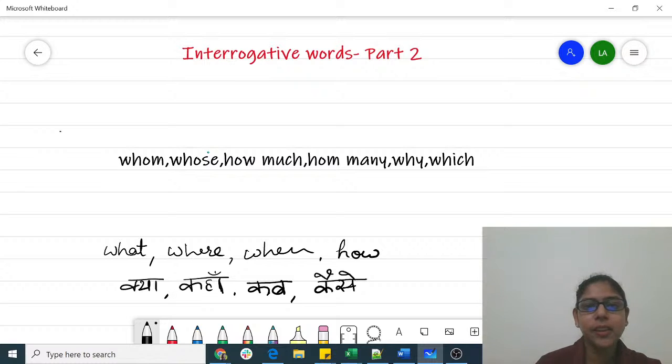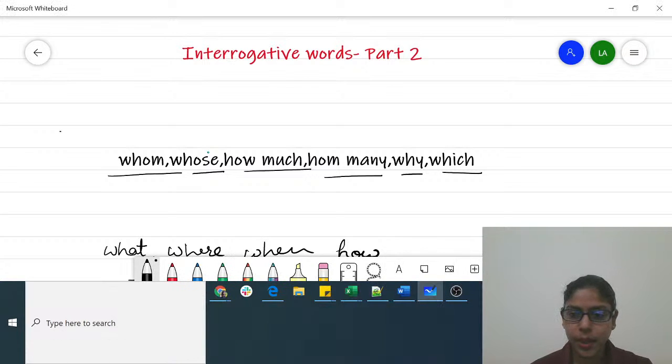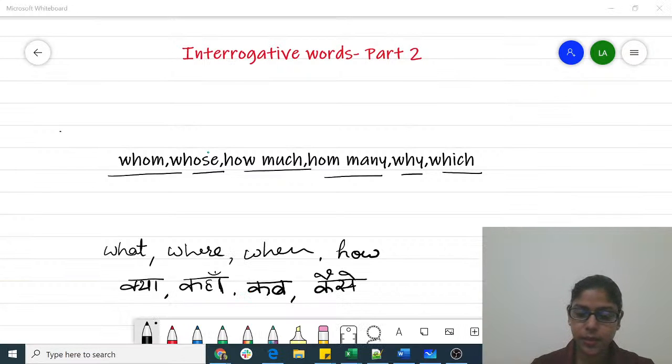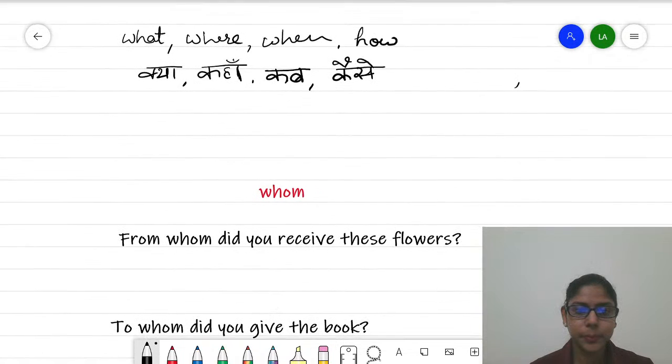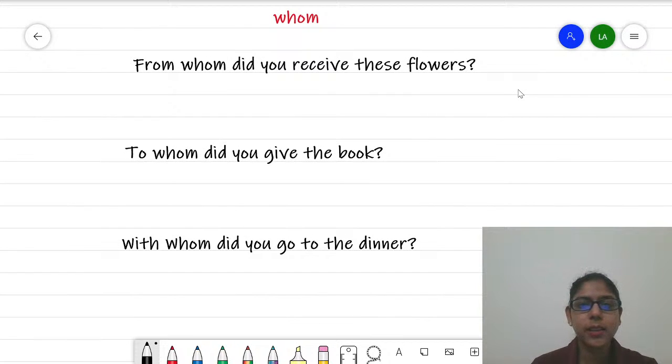And today we will start with these words: whom, whose, how much, how many, why, and which. So let's start in Hindi. First we'll start with the word whom. From whom did you receive these flowers is our first example. Okay, but first let's discuss what is the meaning of whom. Whom will have different meanings when it is used with different prepositions, like from, to, with. All of them will give different meaning for whom.